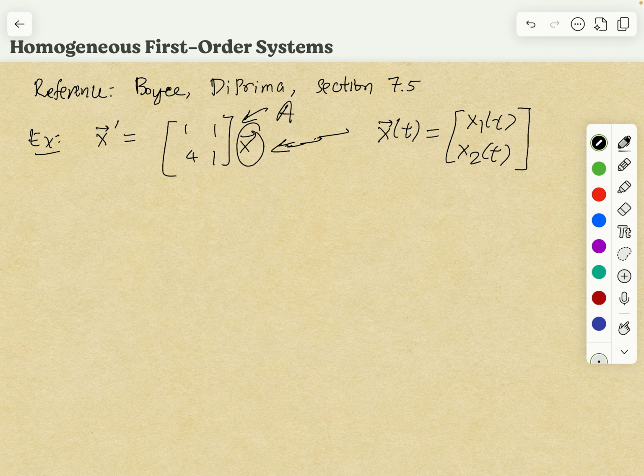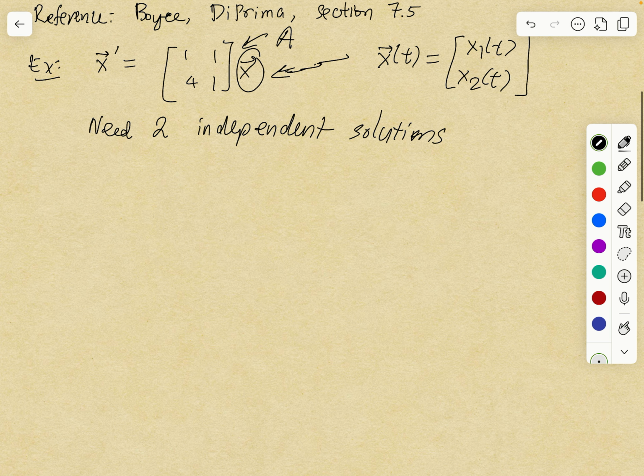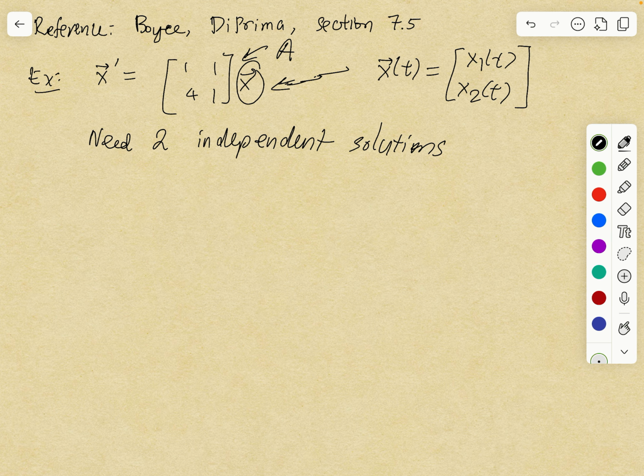We know by the general theory that we should have two independent solutions. Once we have two independent solutions, then the general solution consists of linear combinations of those two independent solutions. That's just part of the general theory when you have a 2 by 2 matrix.